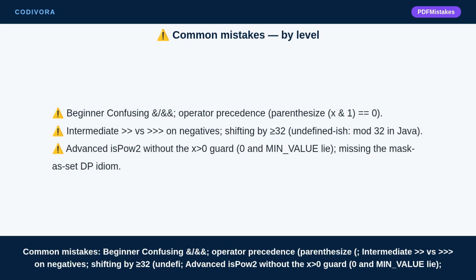Now, the mistakes to avoid, straight from the field. Beginner: confusing && and &. Operator precedence: parenthesize (x & 1) == 0. Intermediate: >> versus >>> on negatives, shifting by at least 32, undefined-ish, mod 32 in Java. Advanced: power of 2 without the x > 0 guard, 0 & (0 - 1) makes 0 lie. Missing the mask is the set DP idiom.